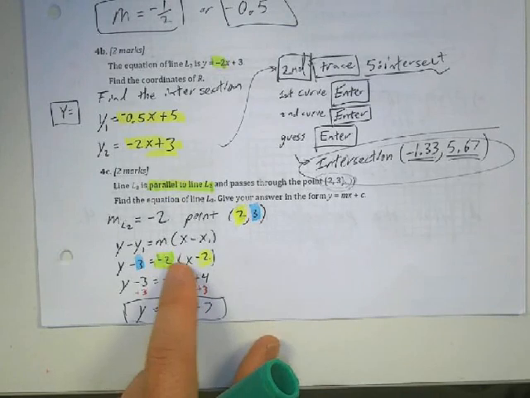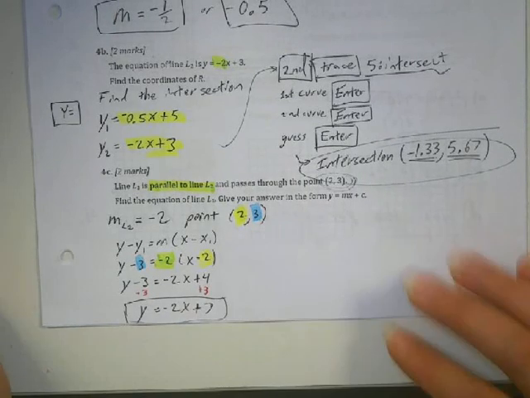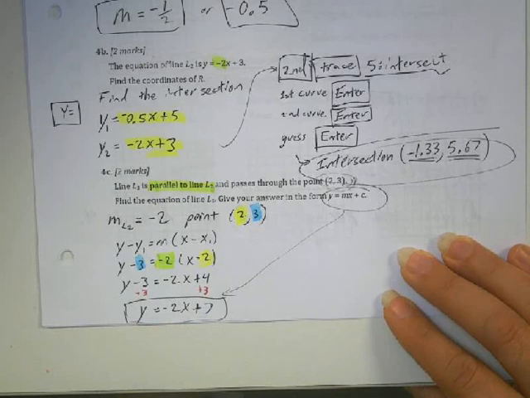Now I can do the distributive property with that -2. I can add 3 on both sides, and now it is in this form, slope-intercept form.